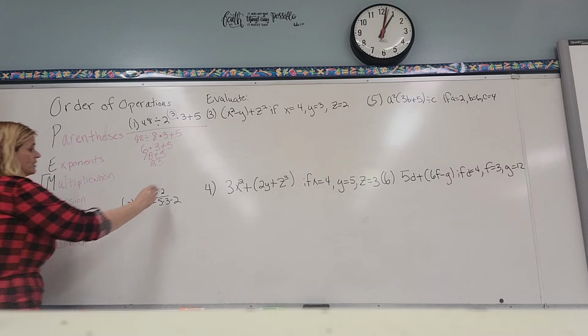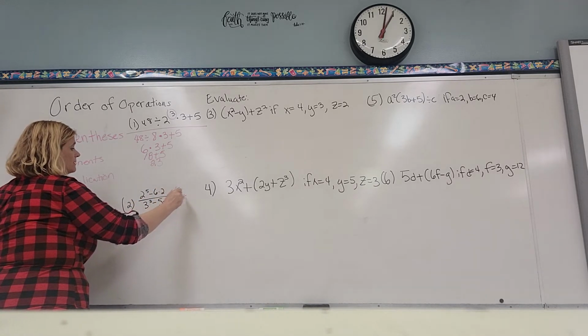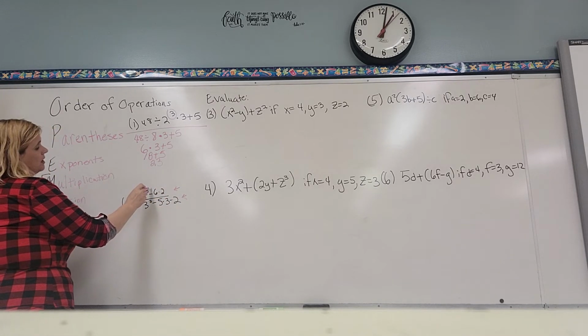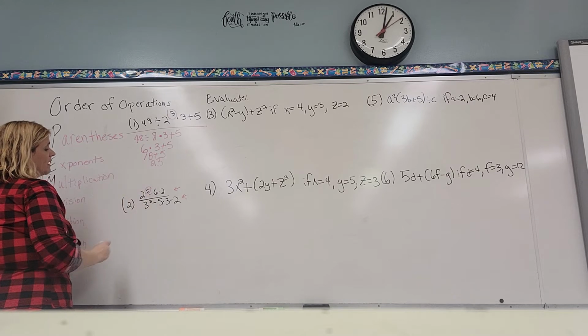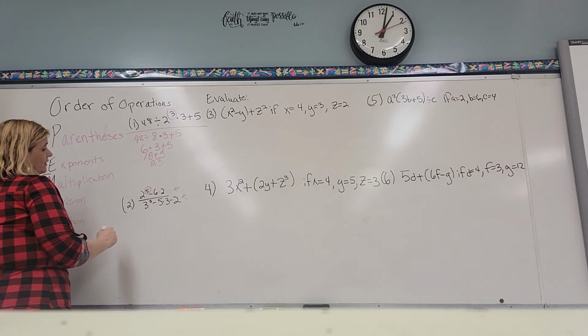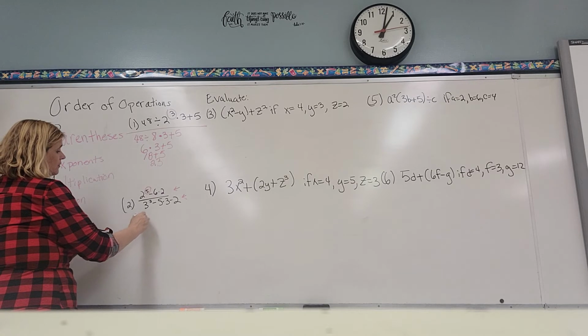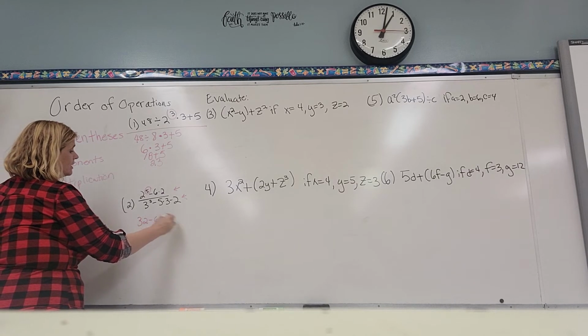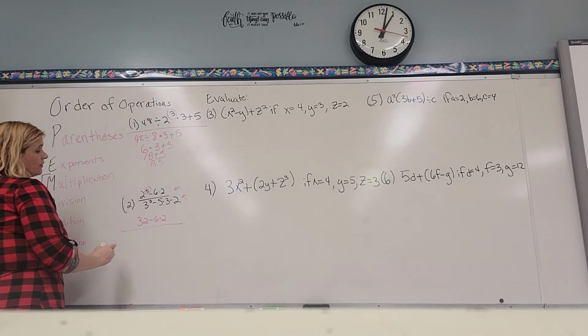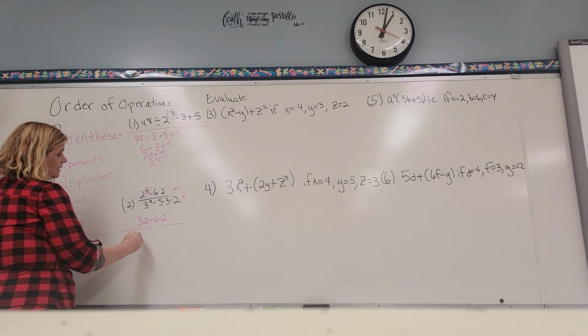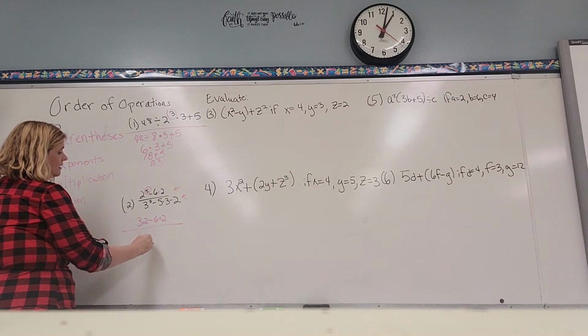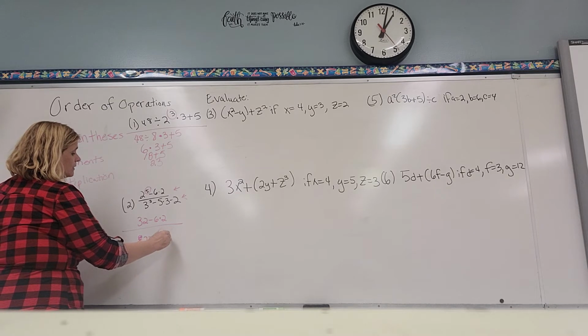Here we have a fraction. We're going to think of the top and bottom as separate. No parentheses, but we have an exponent. 2 to the 5th is 32. 32 minus 6 times 2. On the bottom, 3 to the 3rd is 8. I'm sorry, not 8. 27 minus 5 times 3 minus 2.